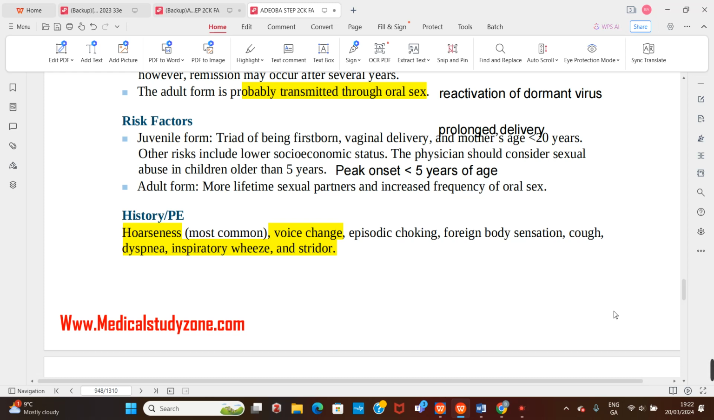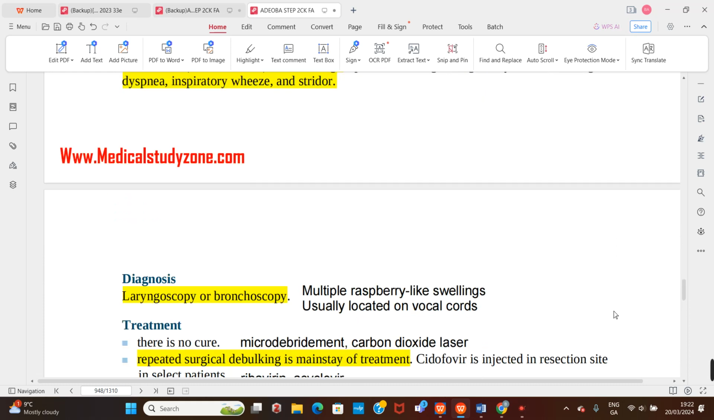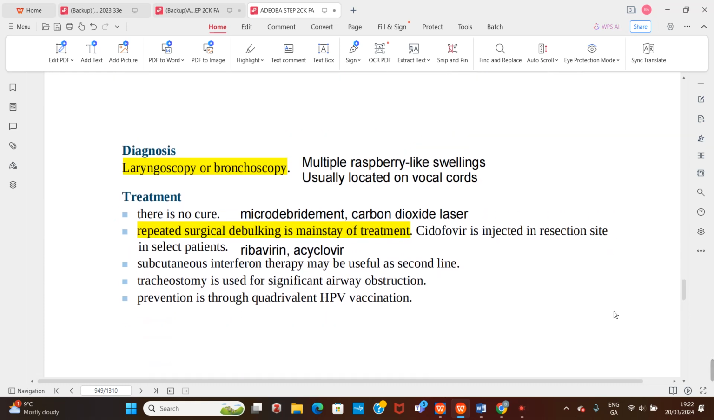So they can have this foreign body sensation, globus, as well as coughing. So you do your laryngoscopy to look at it, or your bronchoscopy. Most of the time you use the laryngoscopy. You're going to see the wart-like raspberry swelling in the vocal cords. There's no cure. So you can try to do microdebridement.